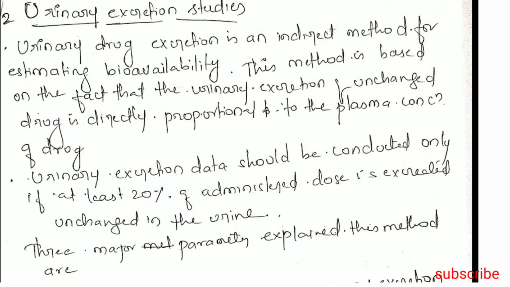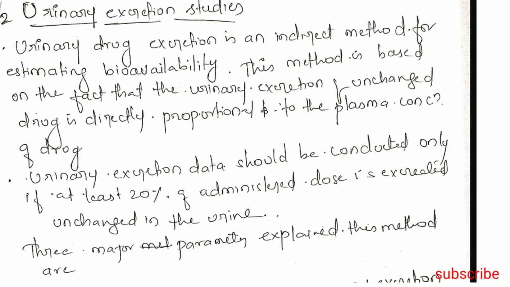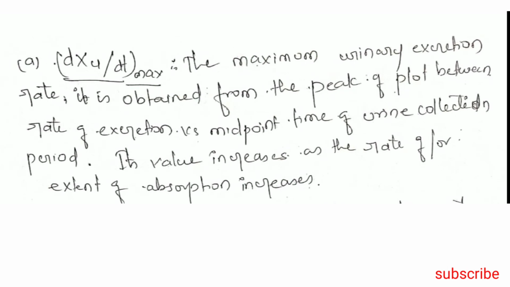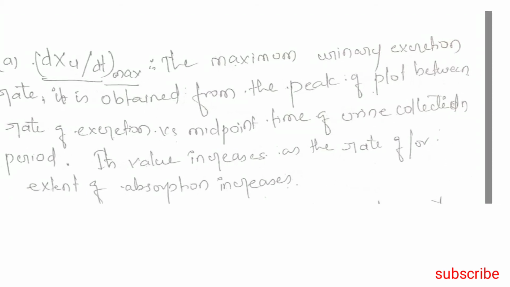Three major parameters explained in this method are: first one, the maximum urinary excretion rate. It is obtained from the peak of the plot between rate of excretion versus midpoint time of urine collection period. Its value increases as the rate or extent of absorption increases.